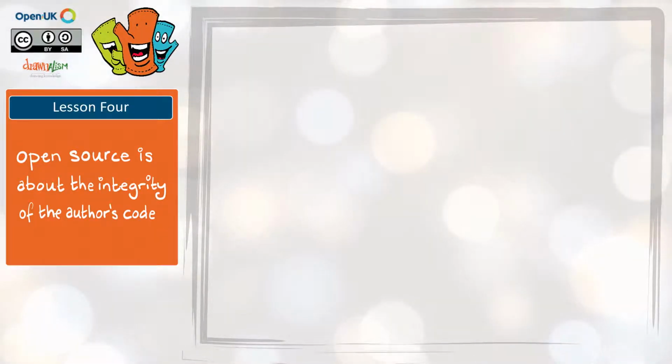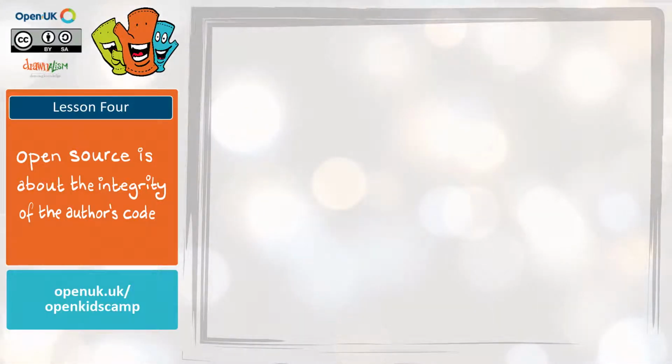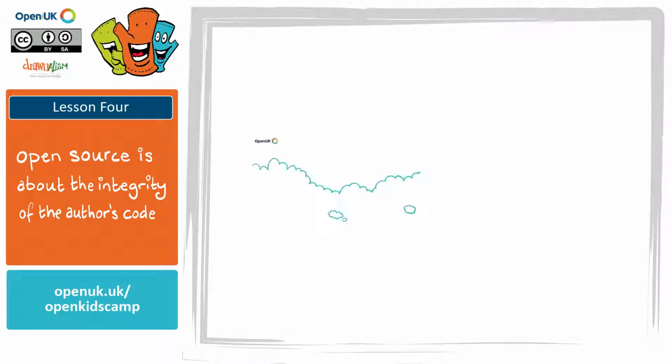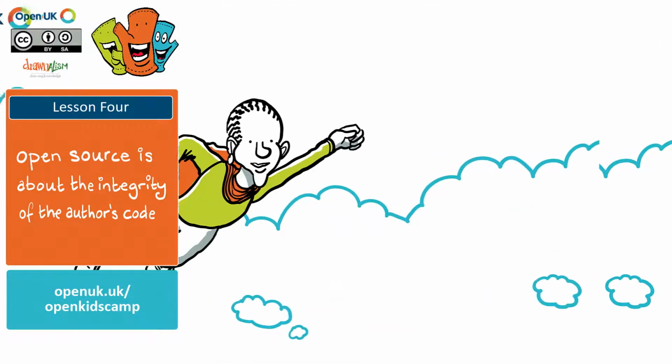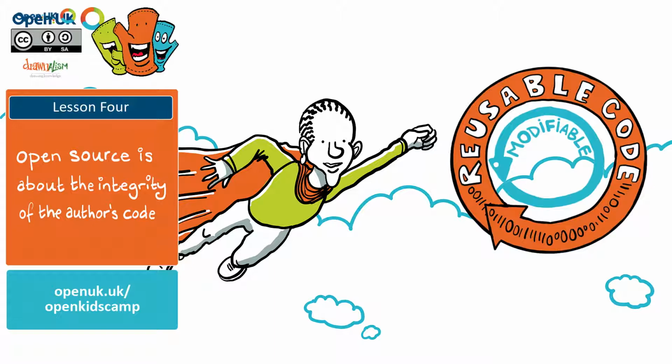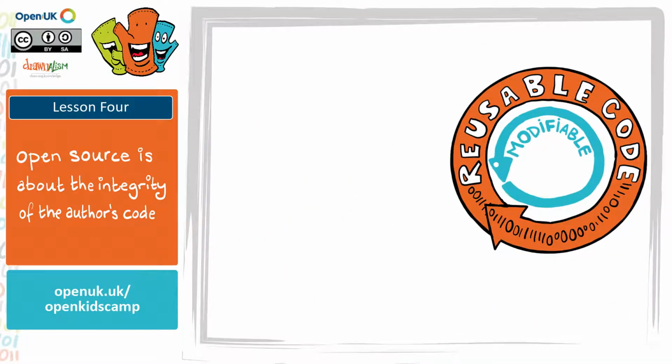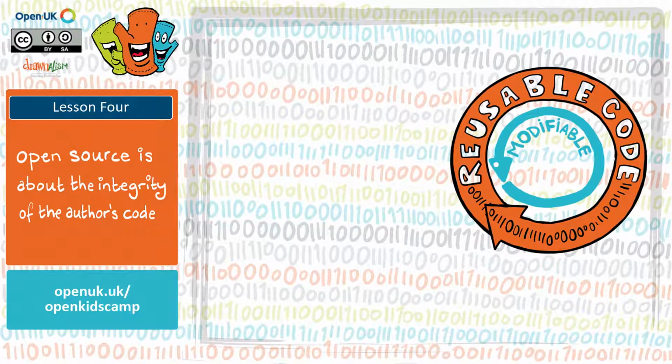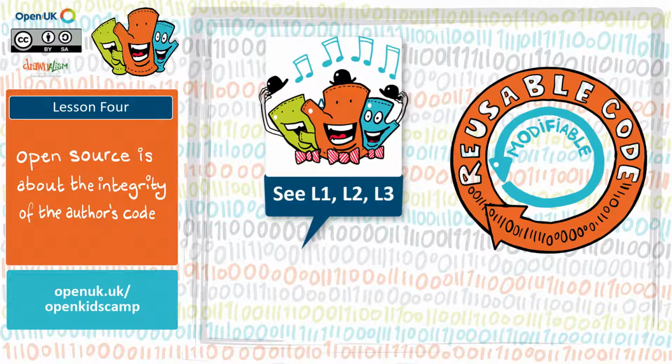Open source is about the integrity of the author's code, which means whoever created the software is recognised as the creator of their code. And they may ask anyone who modifies the code to use a different name for any new version of the code they create. That will stop any confusion between the two pieces of software once the code is modified to make something new. You already know how to modify code.